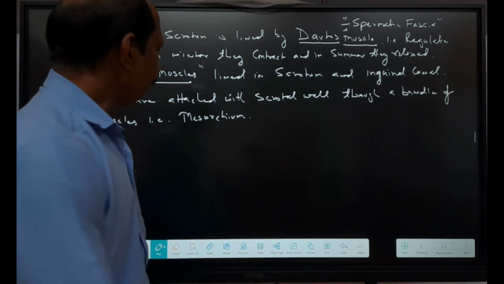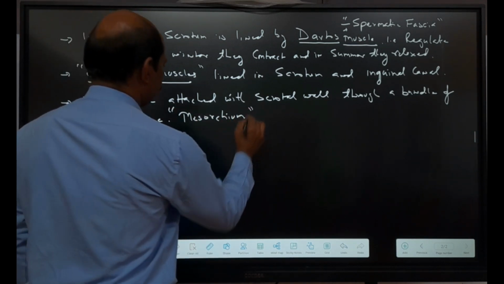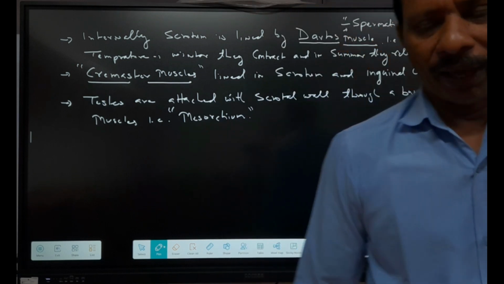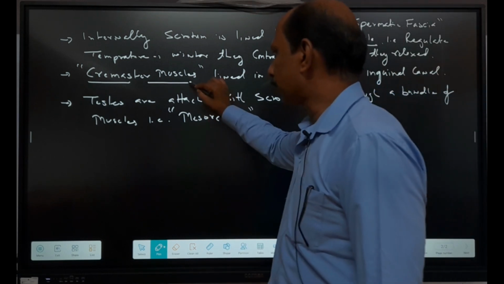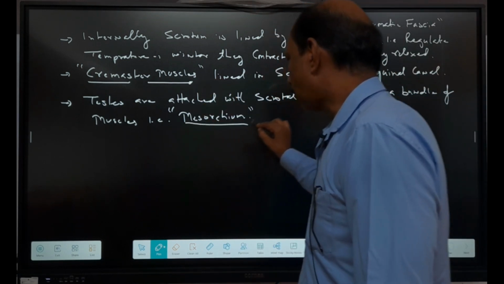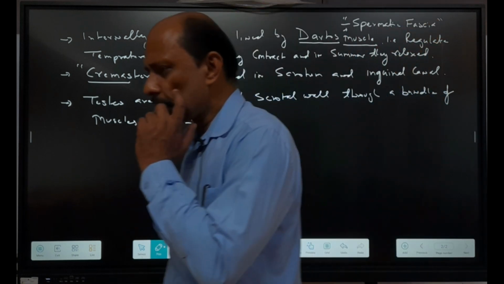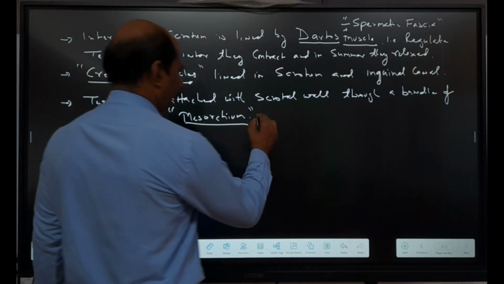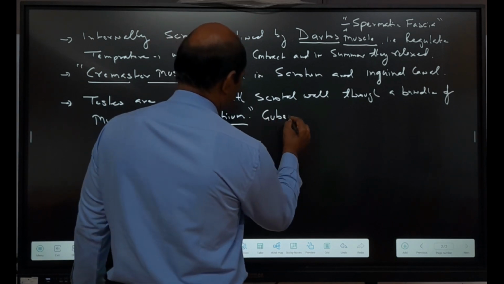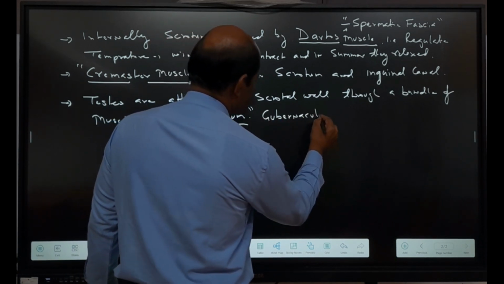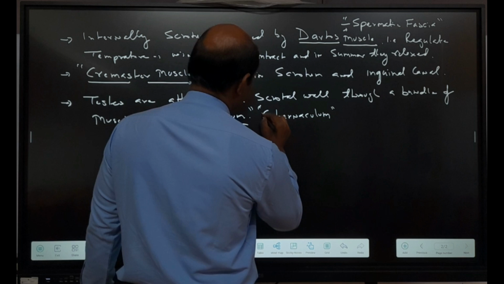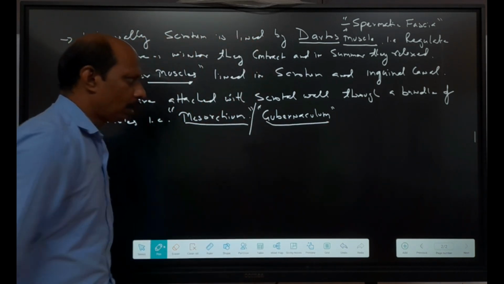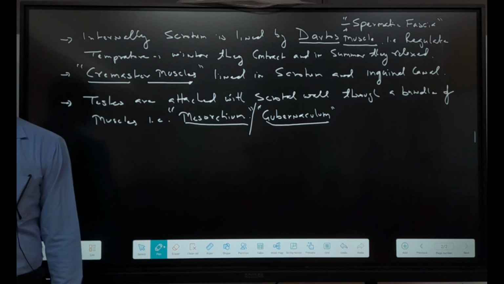So three muscles are there. Which muscles? First, dartos muscles or spermatic fascia. Second is our cremaster muscle. Third is our mesorchium, right? And another name for this mesorchium is gubernaculum. Also it is called gubernaculum. Same mesorchium or gubernaculum, right?